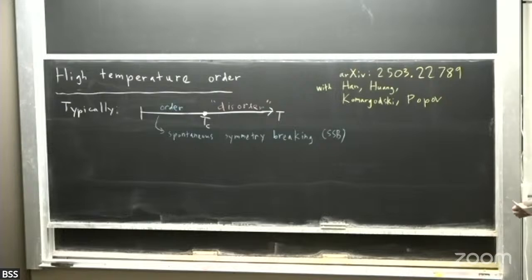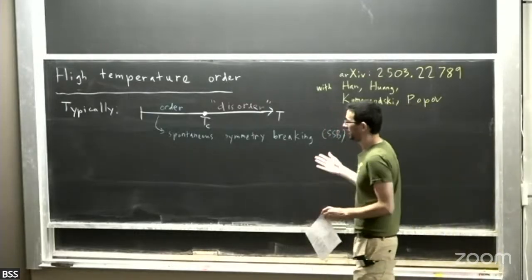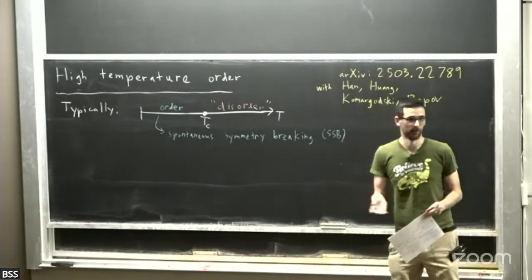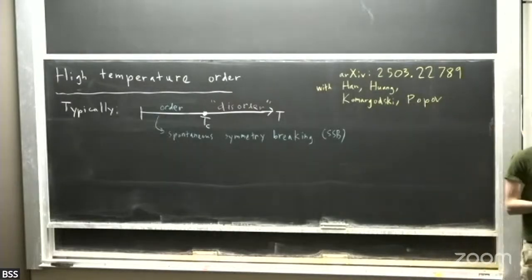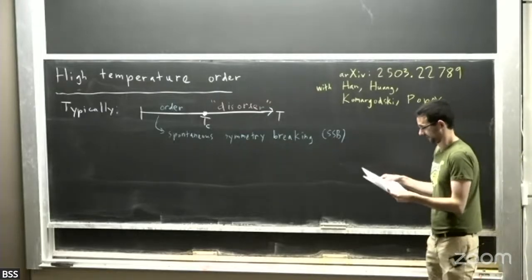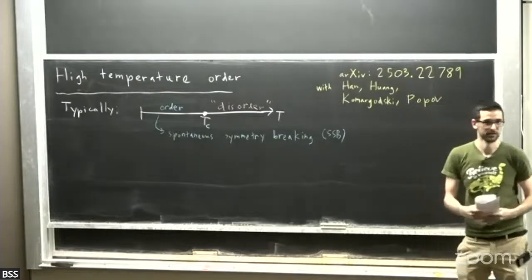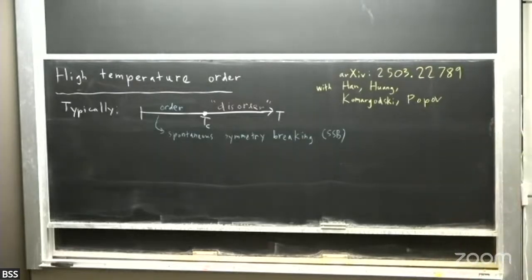Now, with that said, there are many phases that we would like to realize at room temperature, but we don't know how, like superconductivity. If we're being honest, we haven't realized that yet. It might be nice if we could understand why. Are there some fundamental obstructions to realizing order at high temperature, or is it just a lack of imagination?